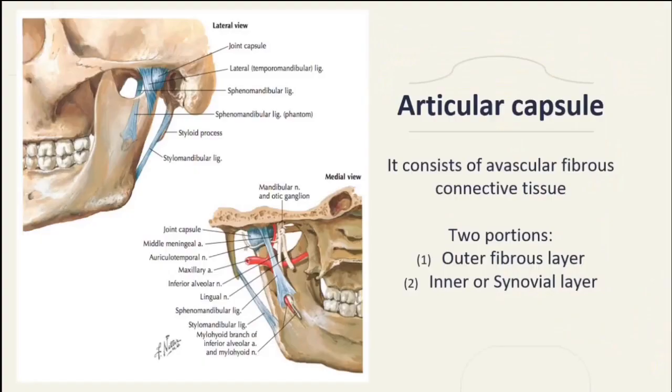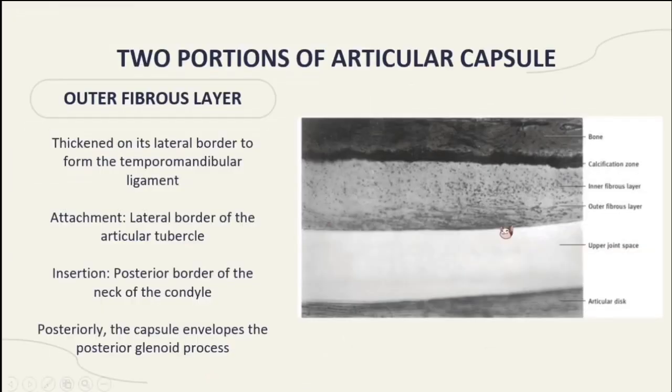So the articular capsule consists of a vascular fibrous connective tissue and it has two portions, which are the outer fibrous layer and the inner or synovial layer. So this is the outer fibrous layer and this is the inner layer.